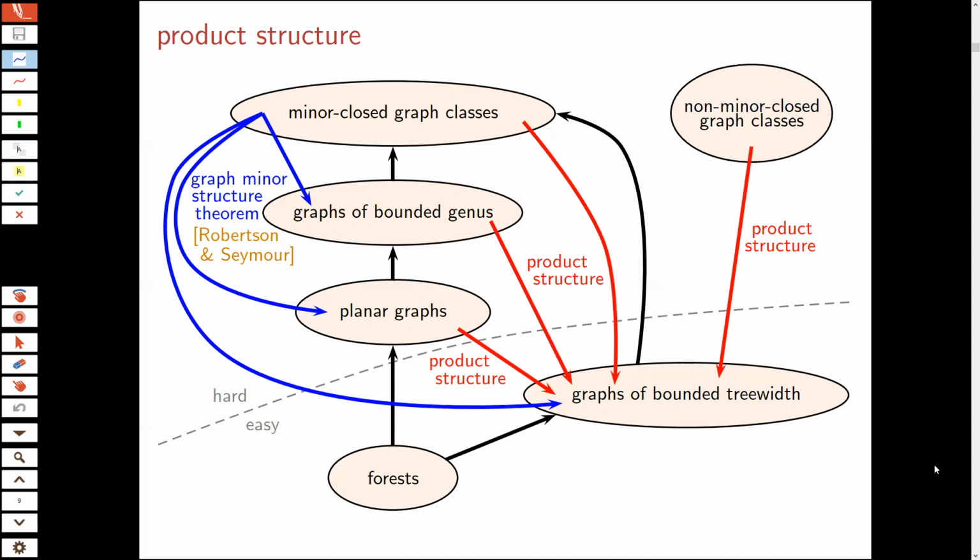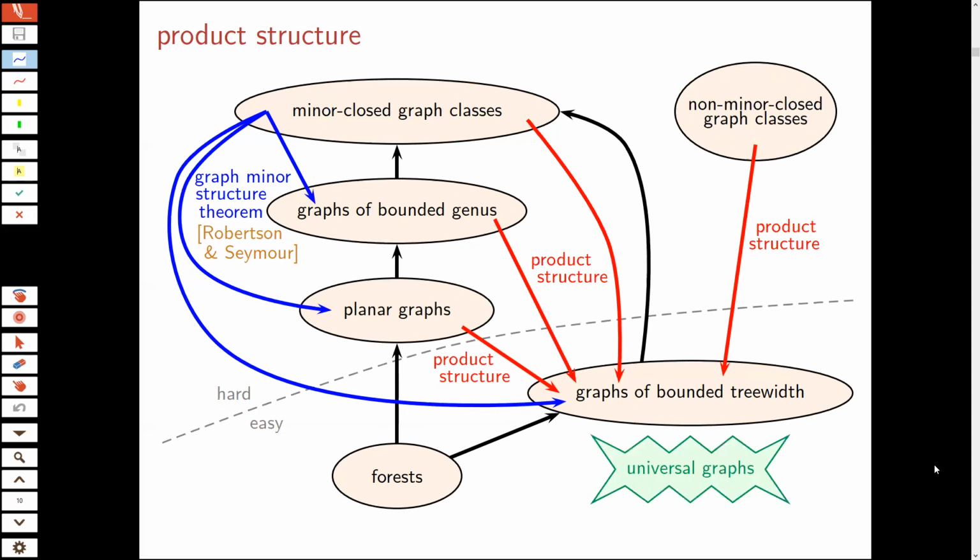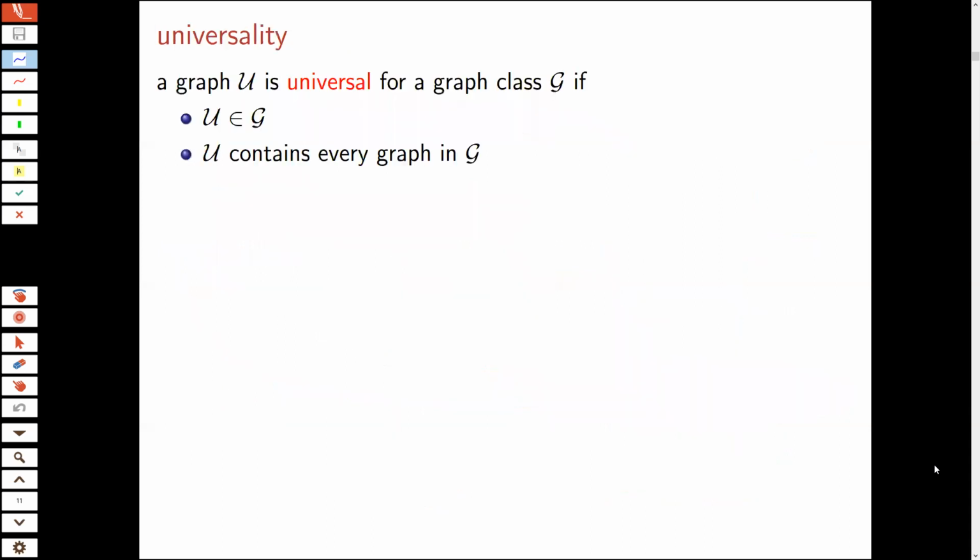The new thing that I'd like to talk about today is the notion of a universal graph, which also arises from these product structure theorems. So I encourage you to try and keep that picture in the back of your head. It helps to think of these broad pictures when looking at the more detailed results to come. Okay, what's a universal graph?